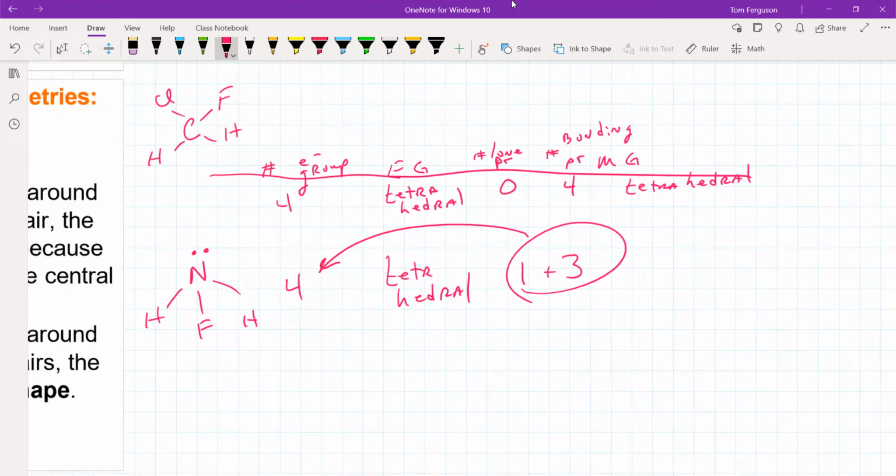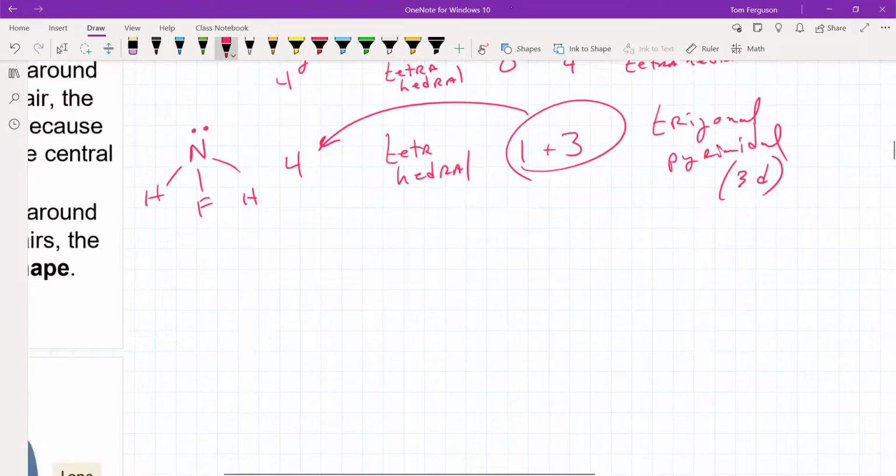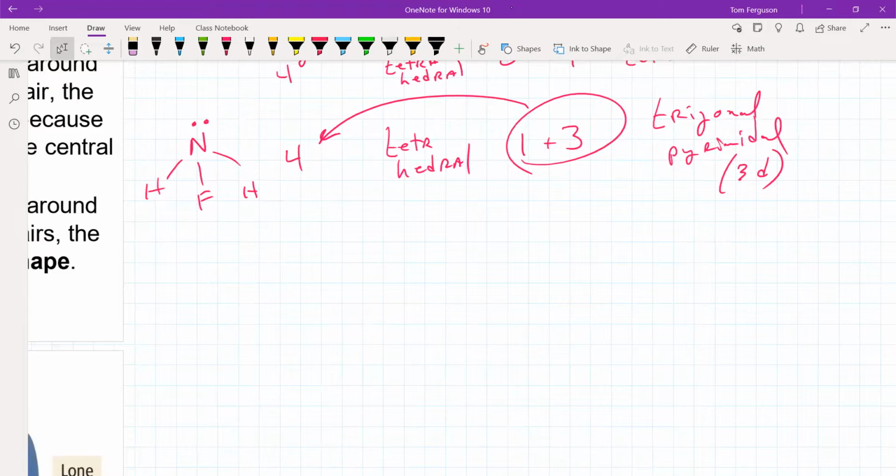So a 1 and 3 is trigonal pyramidal. Okay, there's trigonal planar, flat, 2-dimensional. Trigonal pyramidal looks like a little pyramid, 3-dimensional, okay? So don't just say trigonal. It's got to be one or the other. Everyone okay with that?